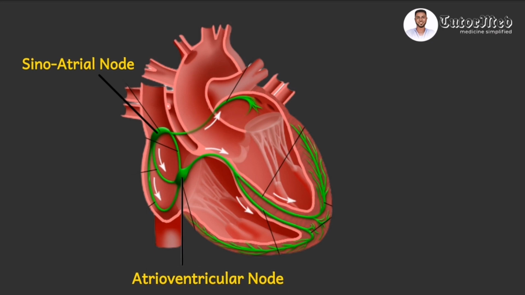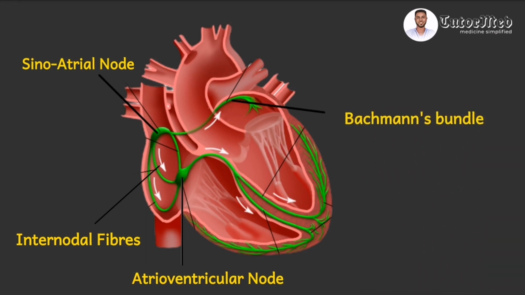Before we see something about the AV node, kindly note that the sinoatrial node has about 3 connections to the AV node, and these connections are called the internodal fibers. And as you can clearly see, the SA node also has a connection to the left atrium through this bundle called Bachmann's bundle. Now, I should mention that the SA node is situated in the superior part of the right atrium, close to the entry of the superior vena cava.